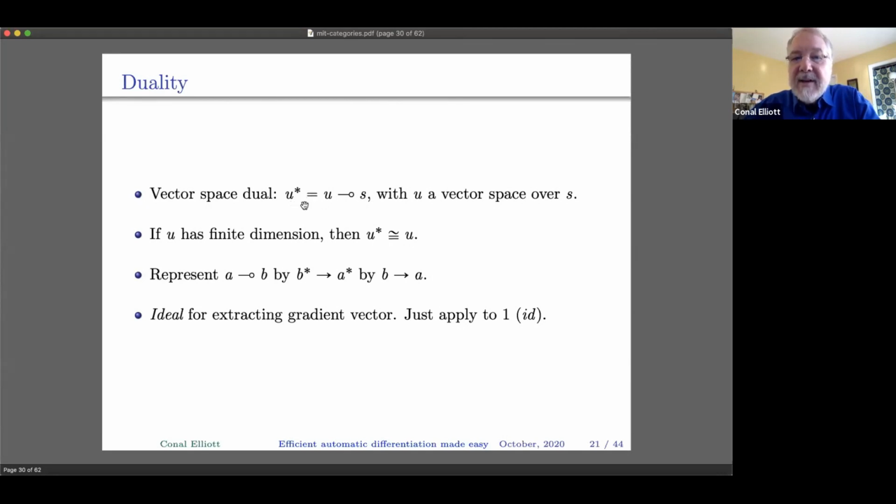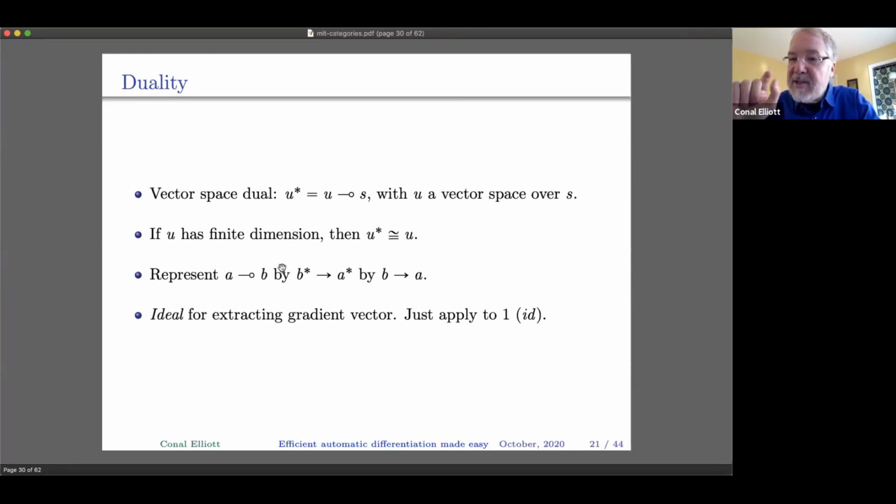So if you have a vector space U over scalars of type S, then linear maps from U to S is isomorphic to U if U is finite dimensional. Okay, so now we're going to use this fact. We want to represent linear maps from A to B, all right? Well, we can represent them, as I showed you before, in the continuation form, which is a linear map from B to scalars, to a linear map from A to scalars.